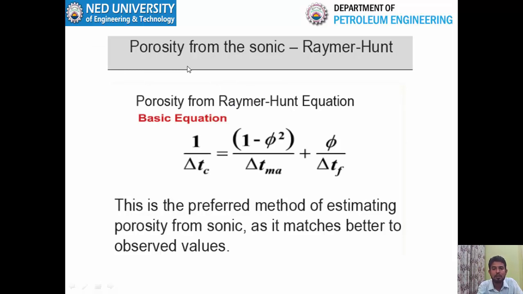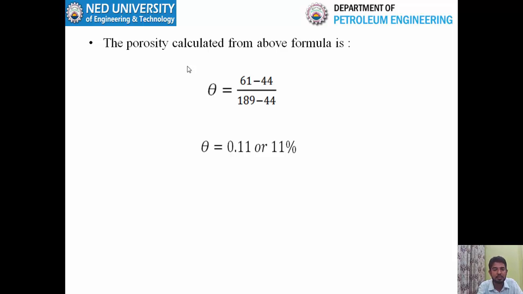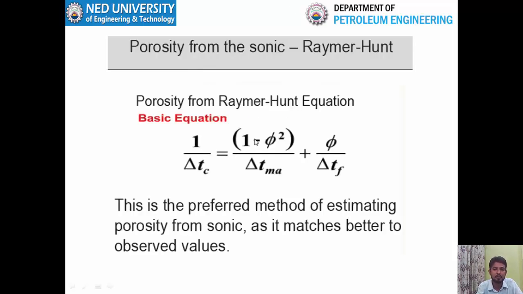The most common method to calculate porosity is the Wyllie time average calculation. This is the most preferred method of estimating porosity from the sonic log. Another formula, estimated through field observation, is called the Raymer-Hunt equation. This is just for information. In the exams or in the exercises, you will calculate porosity through the Wyllie time average equation. We will not be using Raymer-Hunt.